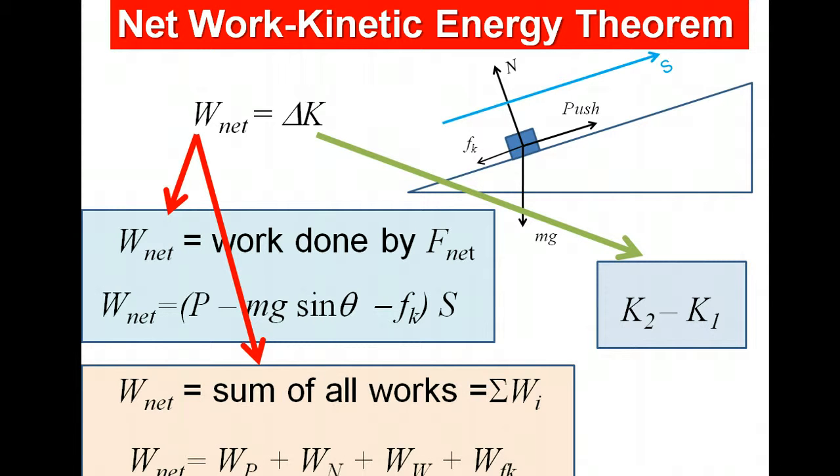So this ends up being the work done by the push, which is positive, the work done by the normal force, which is 0, the work done by the weight, which is negative, the work done by the kinetic friction force, which is also negative. We add them all up. That gives us a net work, and we can set that equal to the change in the kinetic energy. So the net work kinetic energy theorem is a very important theorem that we use frequently.